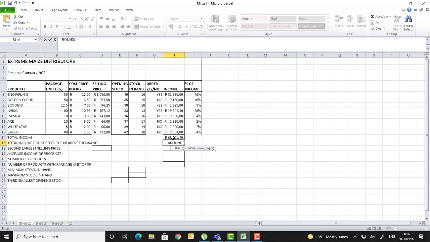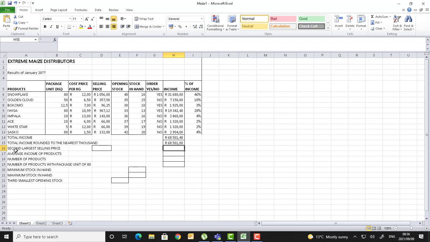So what is the number? It is this one that I'm rounding. Number of digits to the nearest thousand, I don't want any digits. So it means that I can say comma 0 so that I don't have decimals. If it was not to the nearest, they will indicate that to 2 decimals or to 1. So I don't have any decimals. Enter. Then the nearest thousand is still 68,000 because this cents cannot round it off to the nearest thousand.